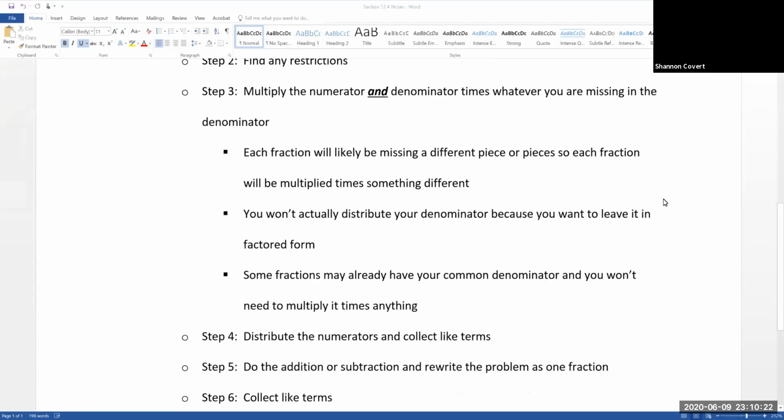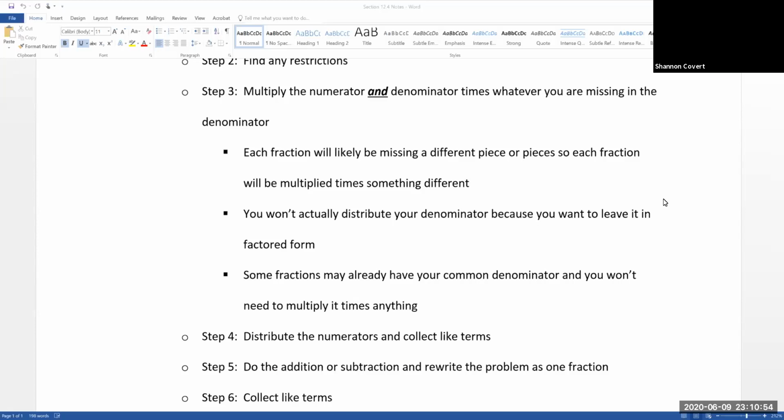It's likely that each fraction is going to be missing a different piece. So each fraction is going to get multiplied by something different. If you remember back to the previous lesson when we added something along the lines of 1/3 plus 1/2 plus 7/8, when you found your common denominator, each fraction was multiplied times a different number to come up with that common denominator. Same thing is going to happen here.